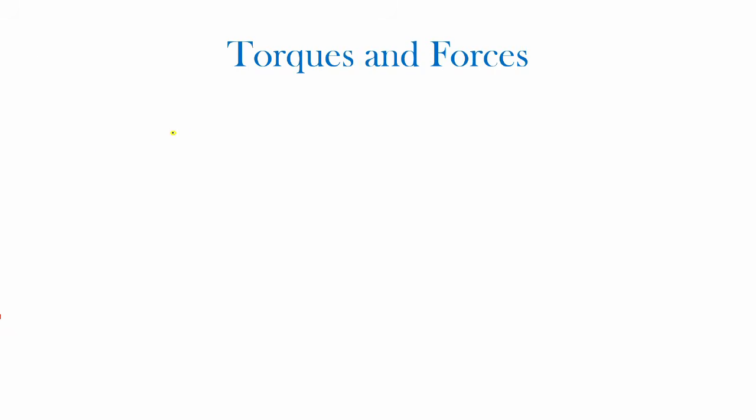Alright guys, so the final thing we're going to look at in this video would be torques and forces. So we have two main types of joints that we looked at in this course. We had revolute joints and prismatic joints. So a revolute joint would actually produce a rotation, and so there would be a torque, while a prismatic joint would produce some sort of force.